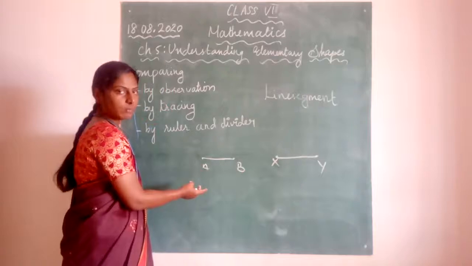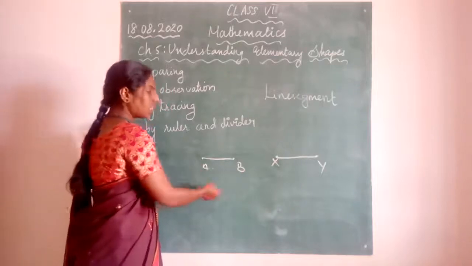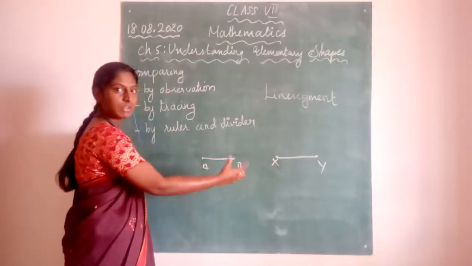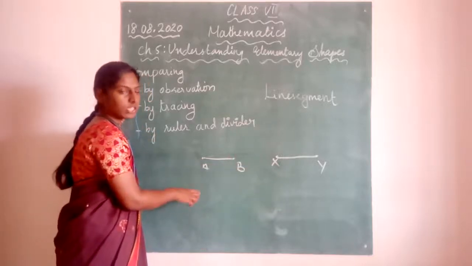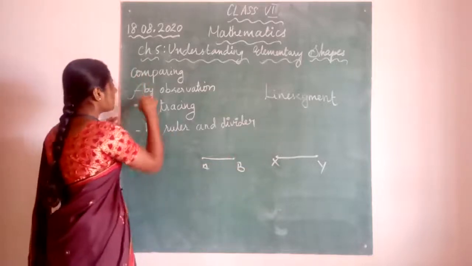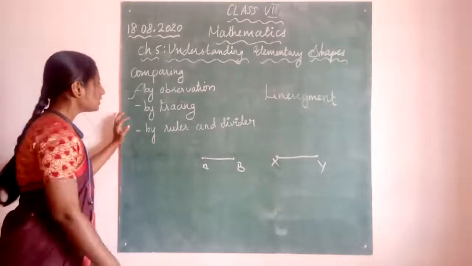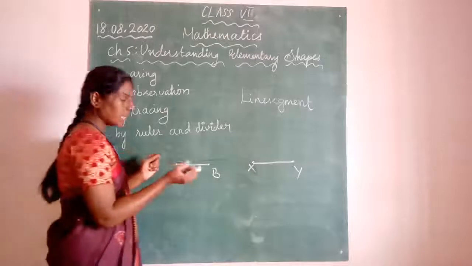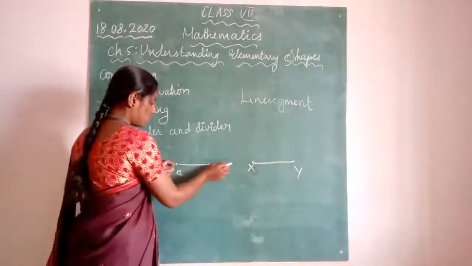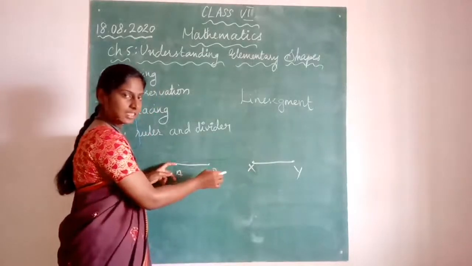Yes or no? Yeah, because on seeing itself, we could see some extra length on XY than AB. So that is what comparing by observation. Okay, next, what is comparing by tracing? The tracing method is nothing. You just have to take a tracing paper, keep it on this first line segment AB, and you have to trace that.